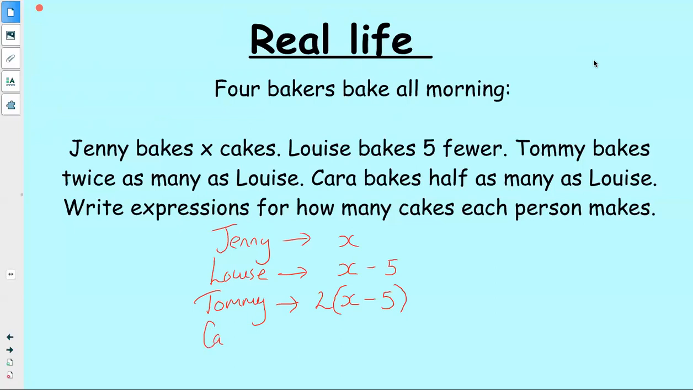Cara, again guys, here you could multiply this expression out, but I'm not done brackets with you, so I'm going to leave it like that at the moment. Cara bakes half as many as Louise. So remember where Louise's expression is, this one here. So you're going to take Louise's expression and you are going to halve it. x minus 5, all divided by 2. Okay, and that's the expressions for all the bakers. Next slide.